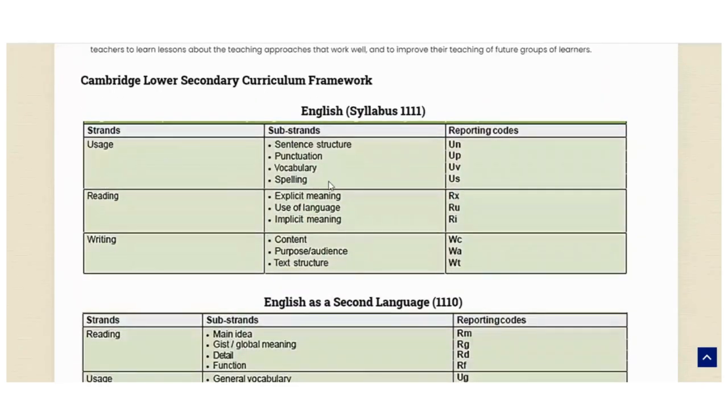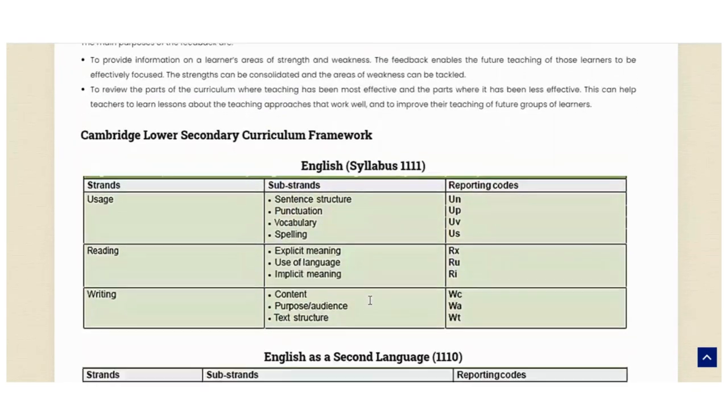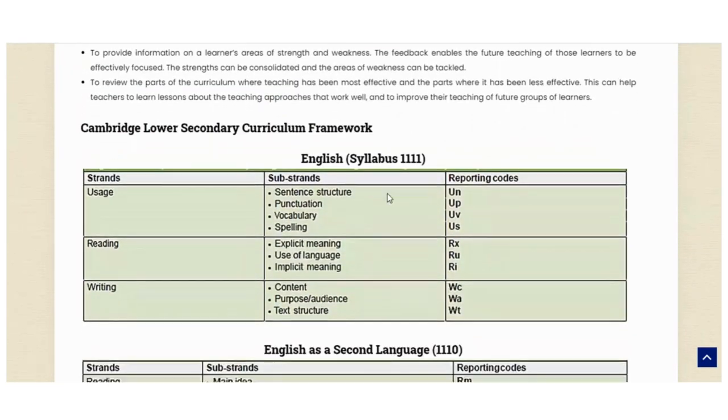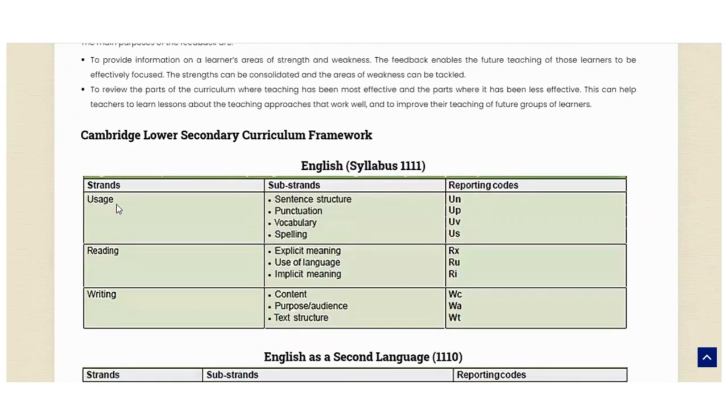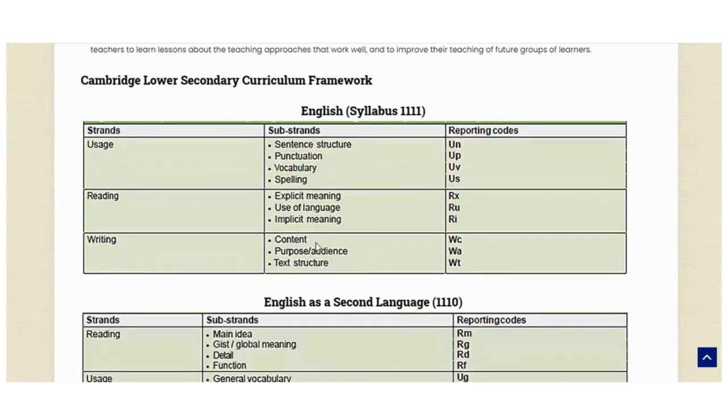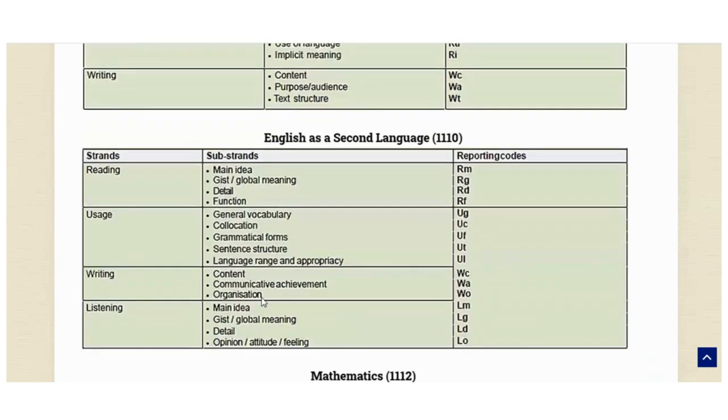And in terms of what they learn, you can see this is actually the lower secondary curriculum framework. So you can see these are the kind of substrands. So under usage, what are they actually marking? Well, they're looking for sentence structure, punctuation, vocabulary, and spelling. So these are the 4 areas that give you the usage mark. Then for the reading mark, they are looking at whether you are able to find explicit meanings, your use of language, and the implicit meanings. For writing, it's more about the content, the purpose, the audience, and the text structure, right? So these are the individual components that form the overall strand.